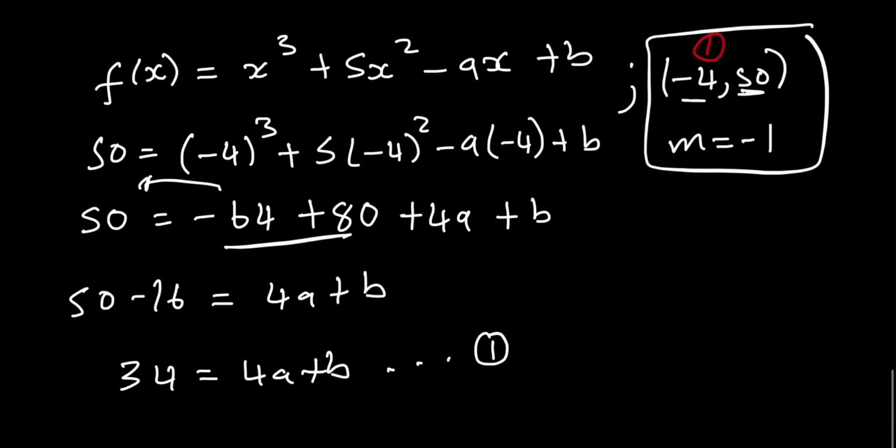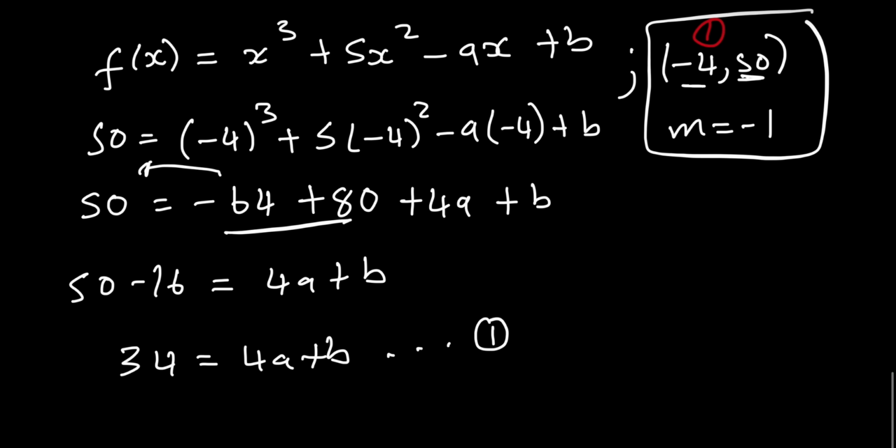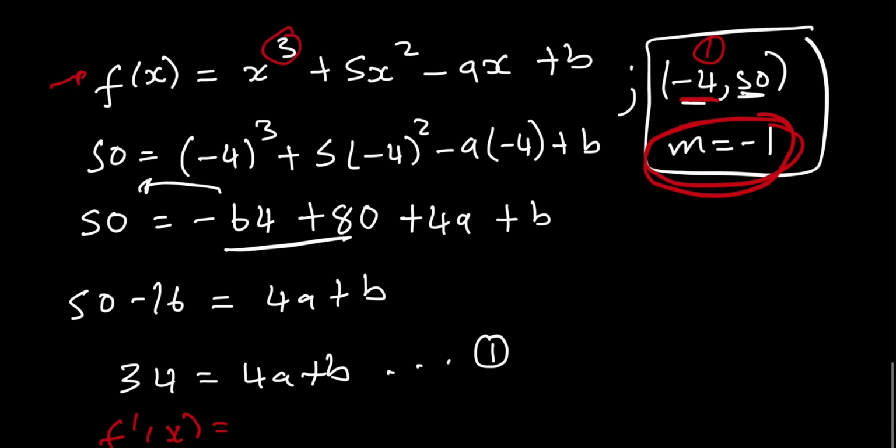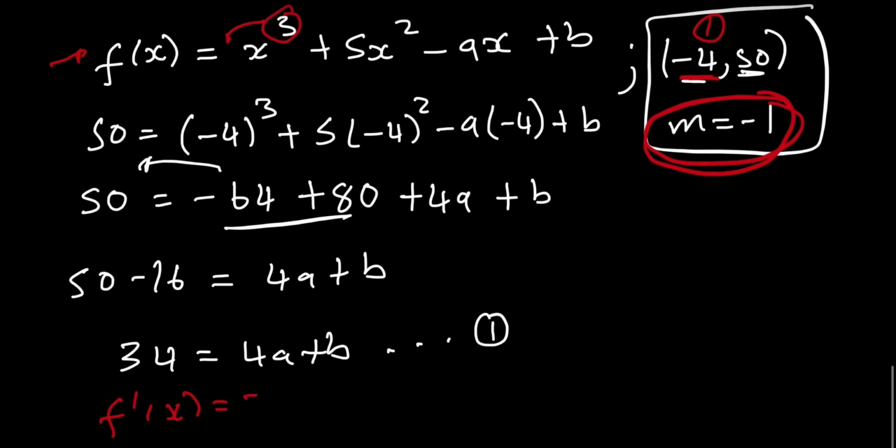So now how do we get equation number 2? Remember, they gave us the gradient at this specific point. That means the gradient is the first derivative. So now we are going to find the first derivative of the function. The first derivative is equal to, remember, the exponent, which is 3, multiplied by the coefficient, which is 1, that's going to be 3. And then you say exponent minus 1. So 3 minus 1, that's going to be 2.